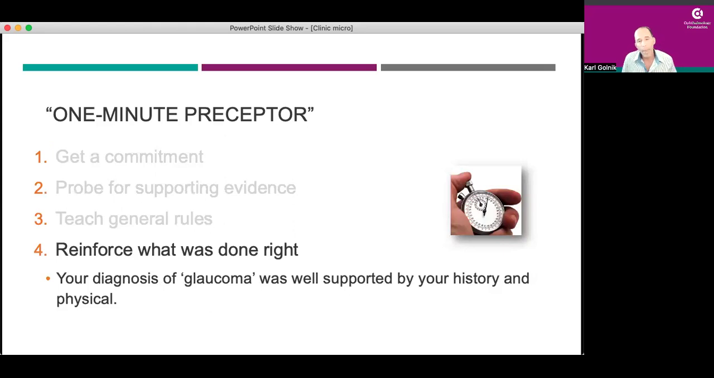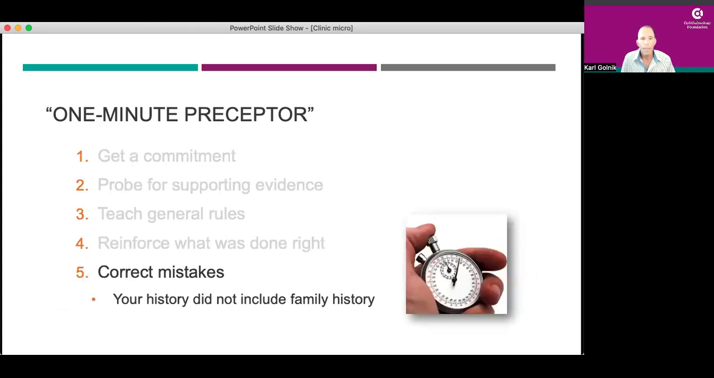This is not all about what they could improve, but maybe they're doing some things very well. So, your diagnosis of glaucoma was well supported by your history and physical. Reinforce the things they're doing well. You want them to keep doing those. And of course, you're going to correct mistakes. Well, you didn't include the family history.